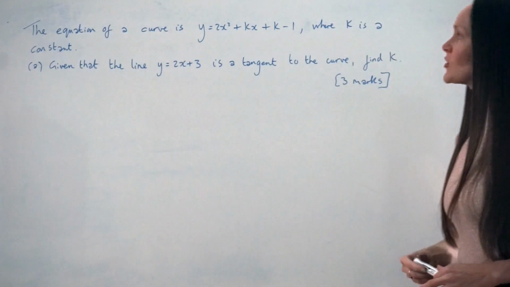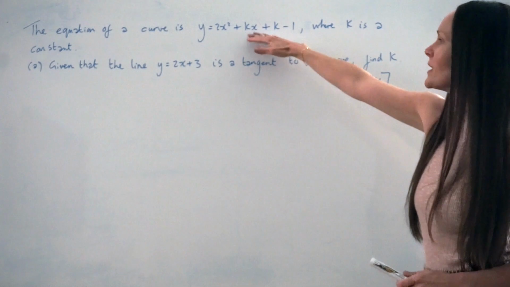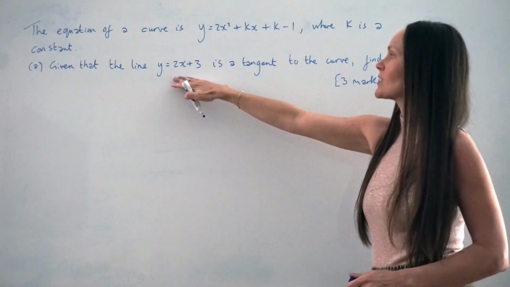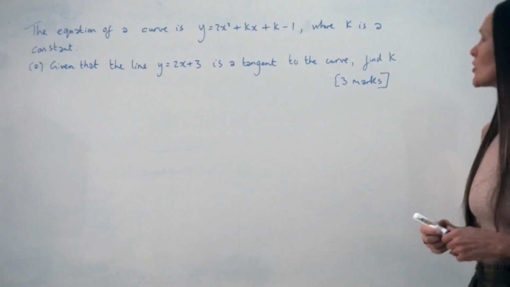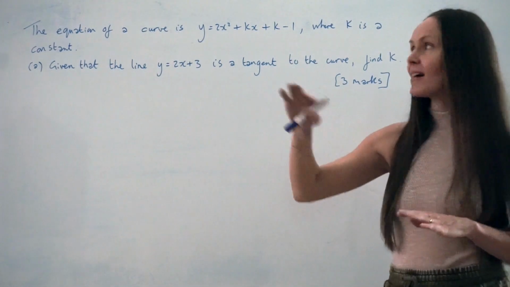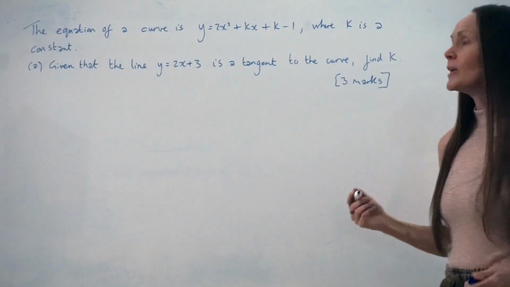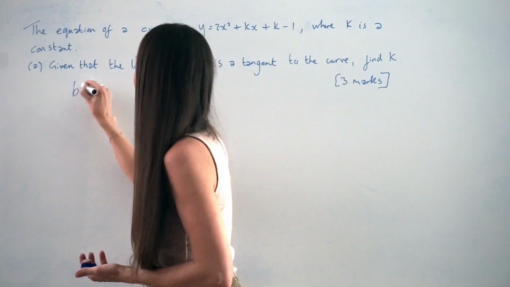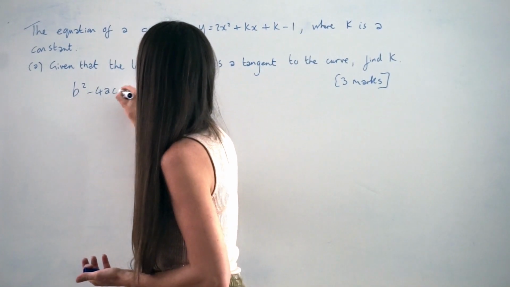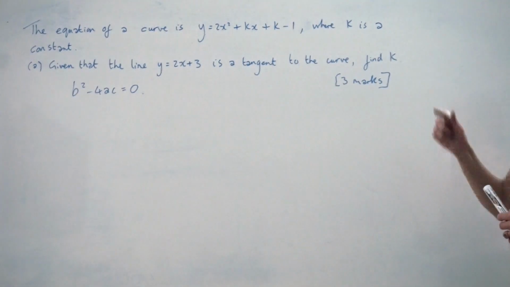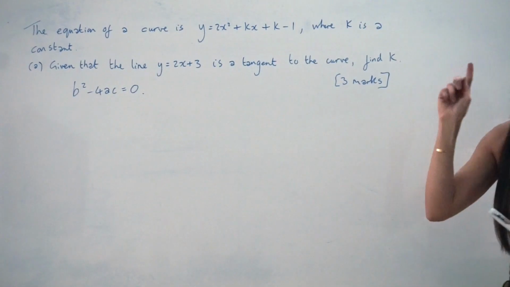So in the next question, we're given the equation of a curve up here, and in part A, it says that there's a line, y equals 2x plus 3, and this is a tangent to the curve. We need to work out the value of k. So whenever a straight line is a tangent to the curve, we know that the discriminant has to equal 0. Okay, so b squared minus 4ac is going to equal 0 in this question.